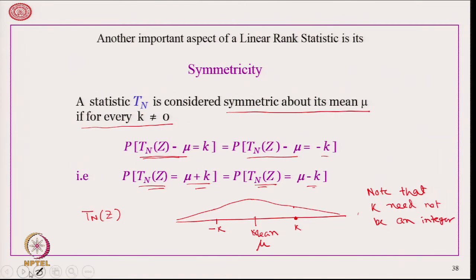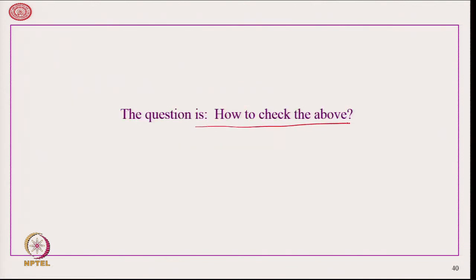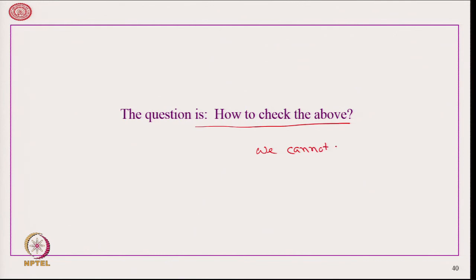any real value. If the null distribution of linear rank statistic is symmetric, the advantage is that we need to generate only half of the probabilities. As you can easily understand, if we know the probability density for this part, we know what is the density for the other half. So, that is why symmetric distribution is very useful many times. The question is how to check the above. How do you know whether a distribution is symmetric? We cannot check for all possible k. Therefore, we need to find a device.